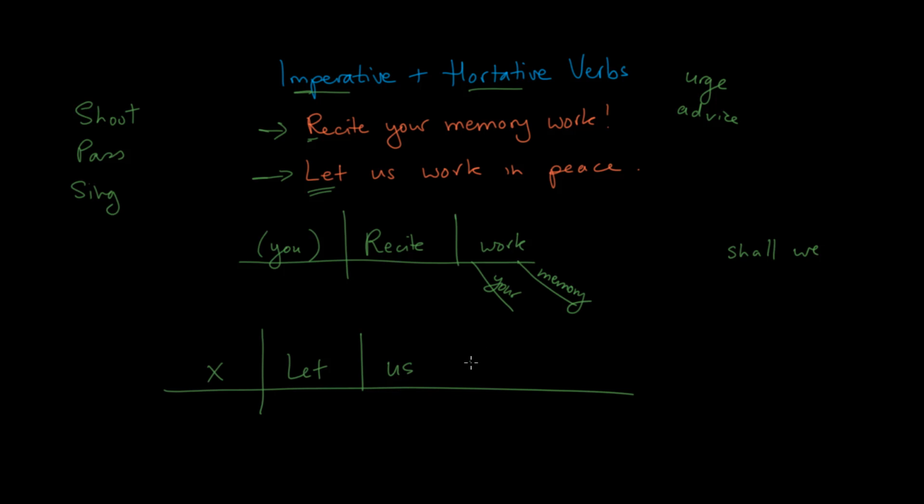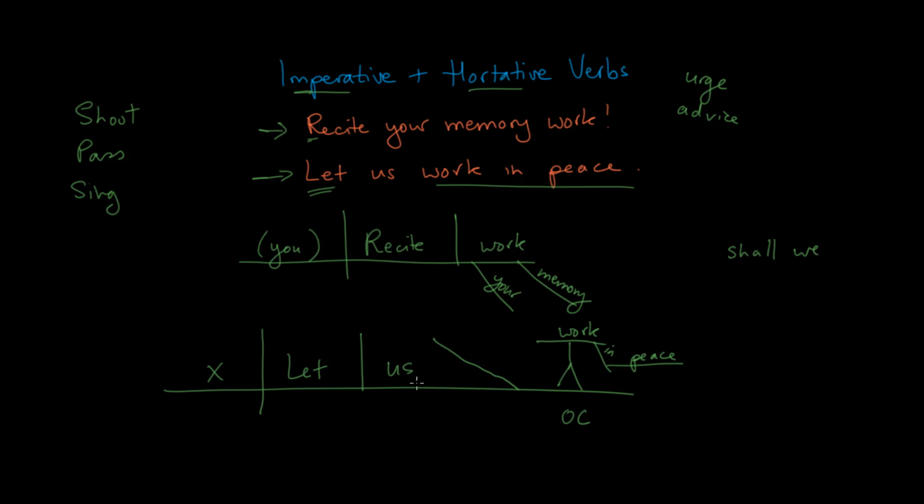And then what follows afterwards, we're going to treat as an object complement. So it's going to point back to what we had before, us, and that's why we have this slanted line here. And in this case, we have work in peace. So let's put this thing on a pedestal here. Okay, so we're going to put work over here. And then in peace is a prepositional phrase, so we'll just have that come off the side here. There we go.